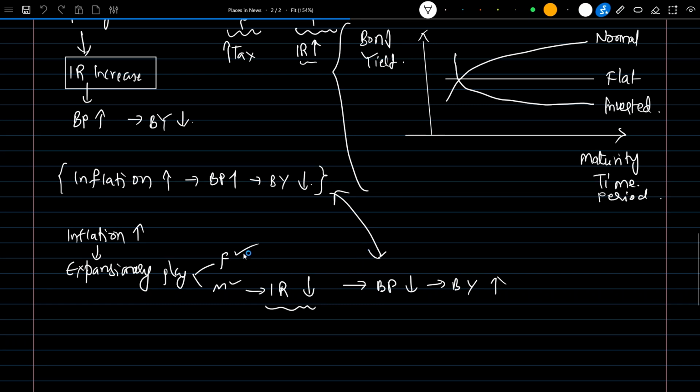Okay, now we understand the relationship of inflation, bond price and bond yield. Now we'll understand bond price and bond yield with respect to economic growth.